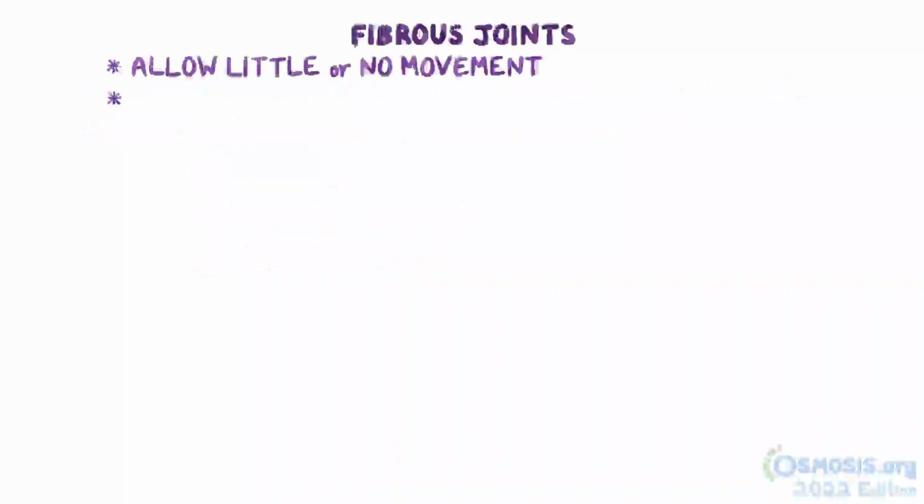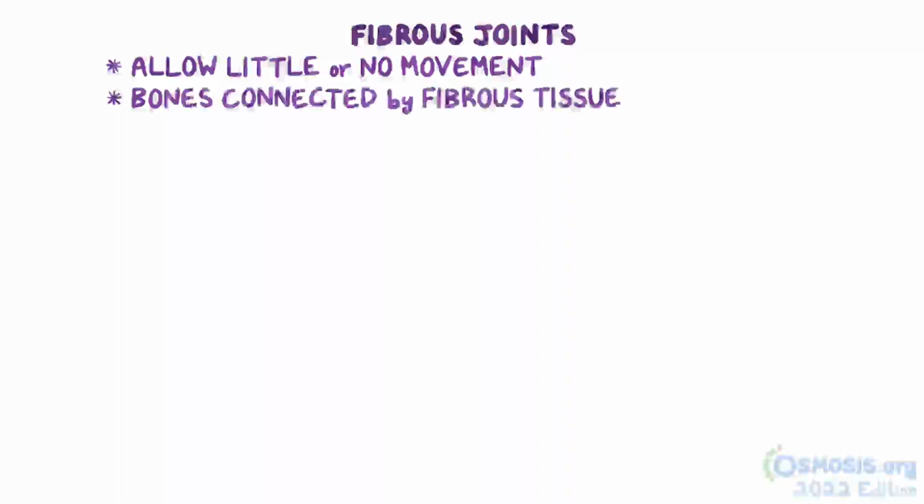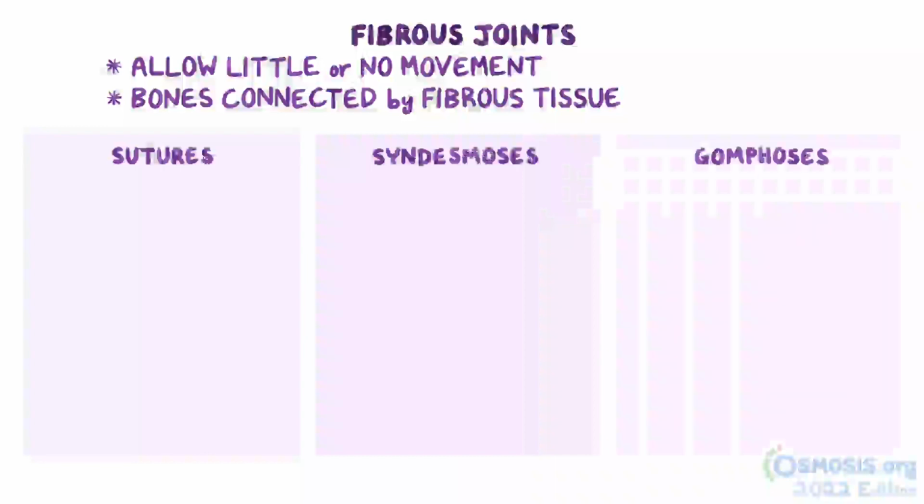Let's start with fibrous joints. These joints allow little or no movement because articulating bones are firmly connected by fibrous tissue. Now, based on the type and length of this fibrous tissue, fibrous joints may be further divided into 3 categories, called sutures, syndesmoses, and gomphoses.